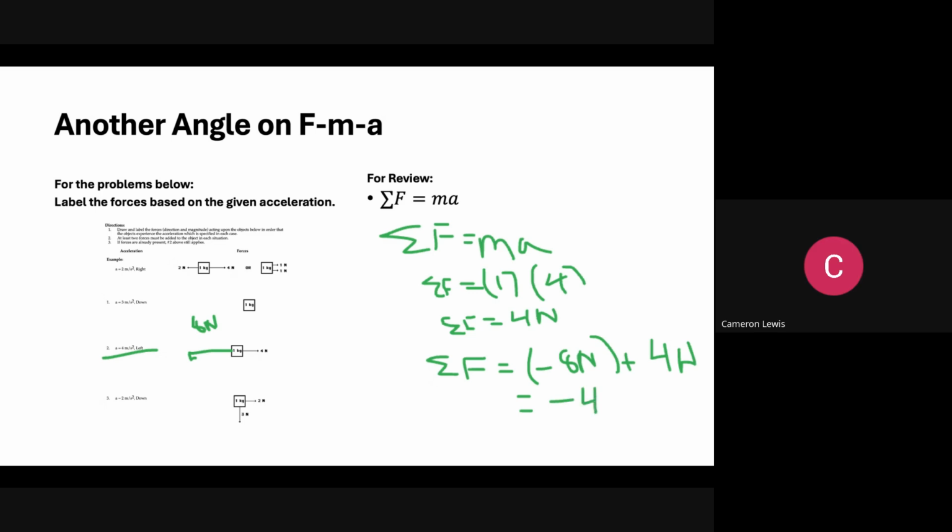What does that really mean? If right is positive, then negative 4 means I have 4 newtons going in which direction? The opposite. To the left. Yes, correct. So now we have what we need. We have 4 newtons going to the left. If we divide by the 1 kilogram, we would have 4 meters per second squared as our acceleration. In which direction? The left. So now we got what we wanted.